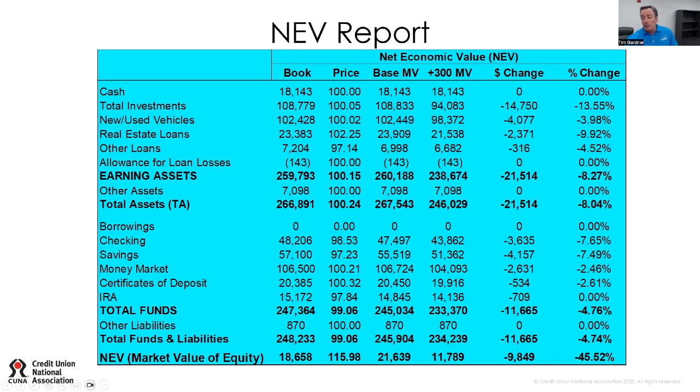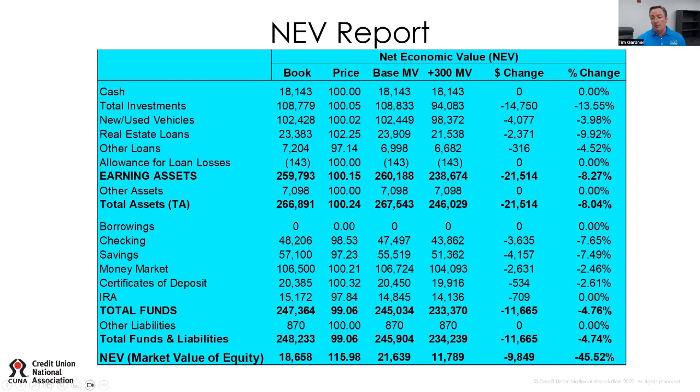So I can see that on the liability side. Now, the way we do this, liabilities are opposite from assets. So when you see a decrease in the value of assets, that's a bad thing. When you see a decrease in the value of liabilities, that means you're picking up value. When we compare what we pay to the members to what we would have to pay if we were going to borrow money from the secondary marketplace, we pick up value. So assets go down by 8.04%. We pick up 4.76% by borrowing from the members.